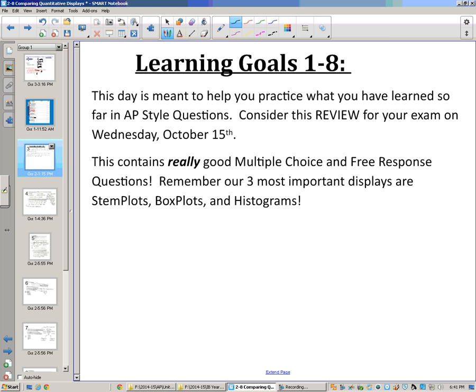Okay, so just a reminder, today is meant to help you practice what you've learned so far in AP style questions. So that means at the top of this packet right now, you should be putting a lot of stars and you should be saying, okay, this is potential test questions. Consider this review for your exam. It contains really good, can't say this enough, multiple choice and free response.